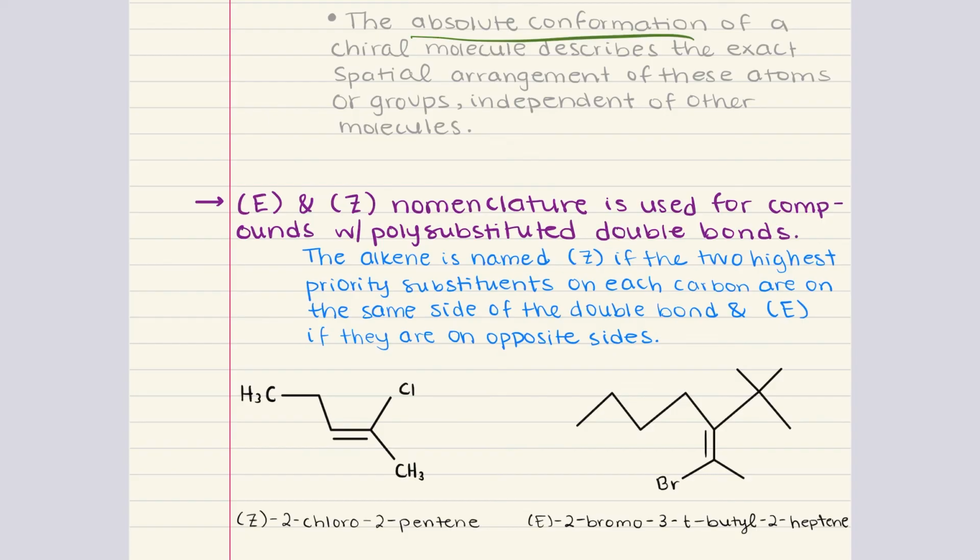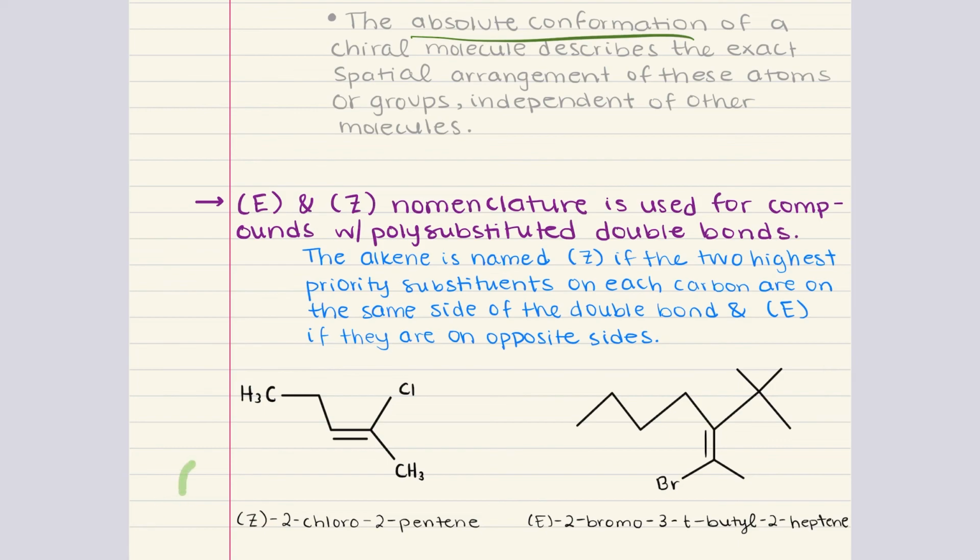This is similar to the priority rules for chiral centers. If the two highest priority substituents on each carbon are on the same side of the double bond, then the compound is given the Z designation. If the two highest priority substituents are on opposite sides of the double bond, then the compound is assigned the E designation. So let's apply this to the examples shown here.